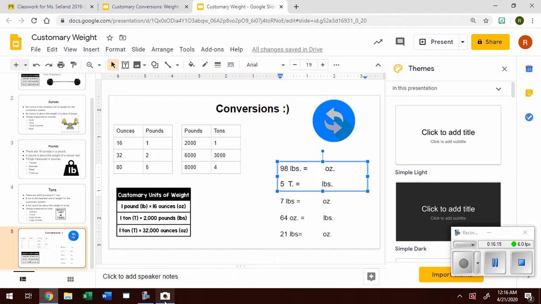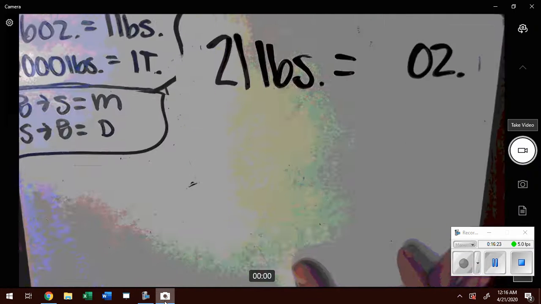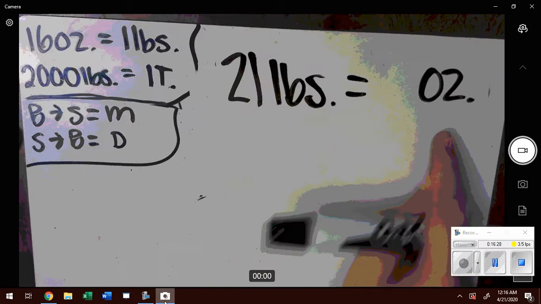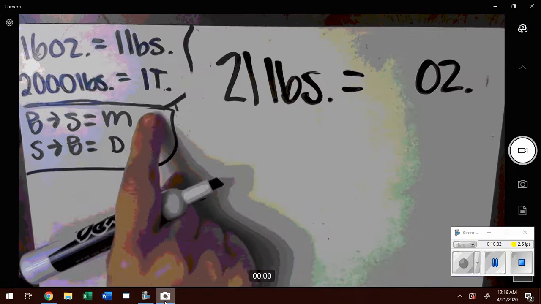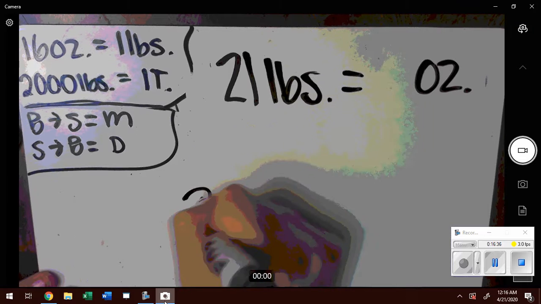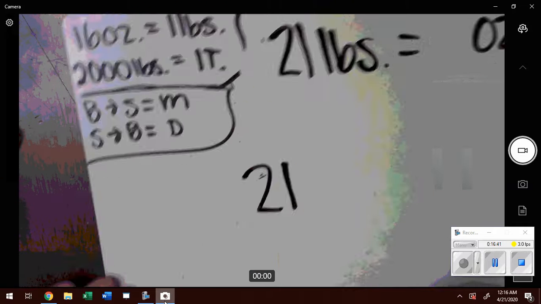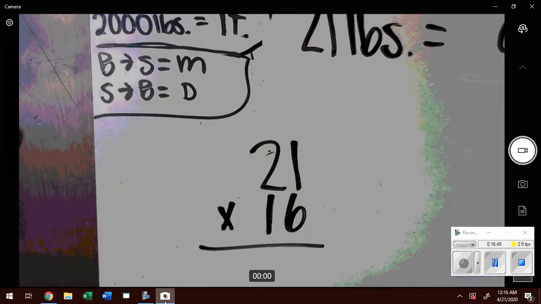All right, last one. We have 21 pounds equals how many ounces? You guys got it. I'm going from a bigger unit to a smaller unit because I know that a pound is bigger than an ounce. So I'm going to multiply. And I'm going to multiply the amount of pounds I have times the amount of ounces per pound. So I'm going to have 21 times 16.